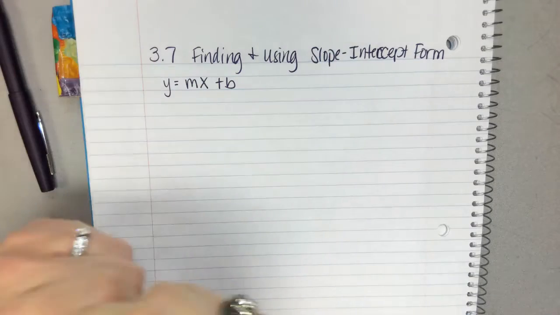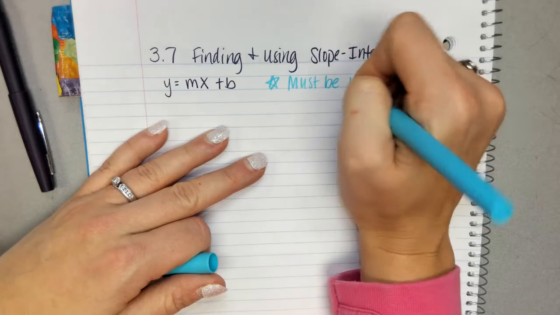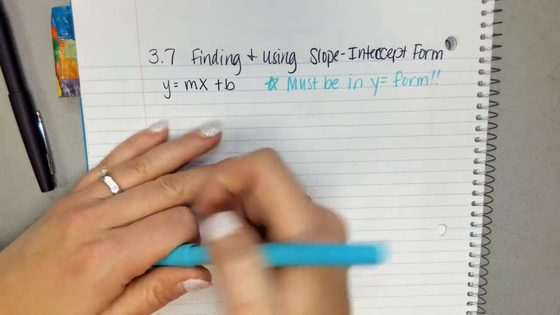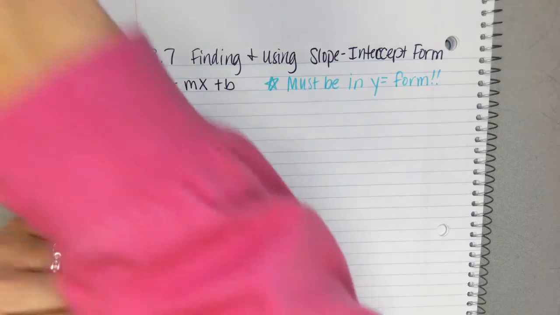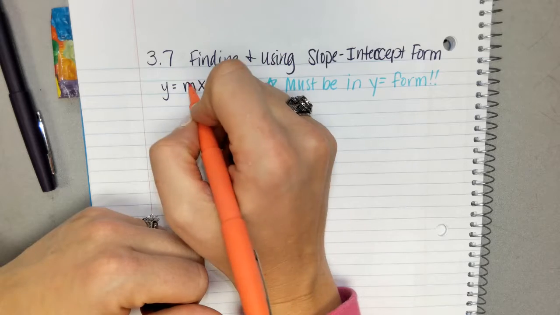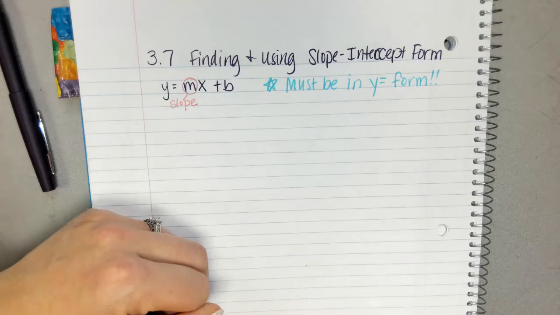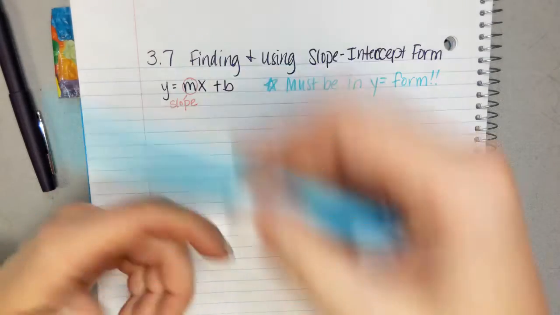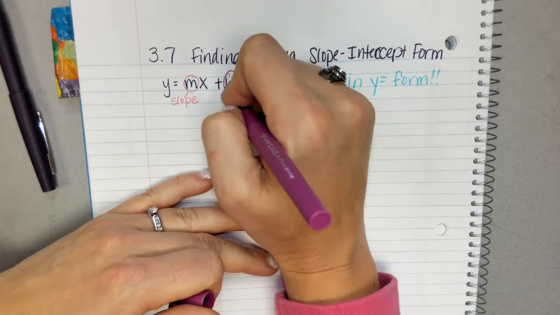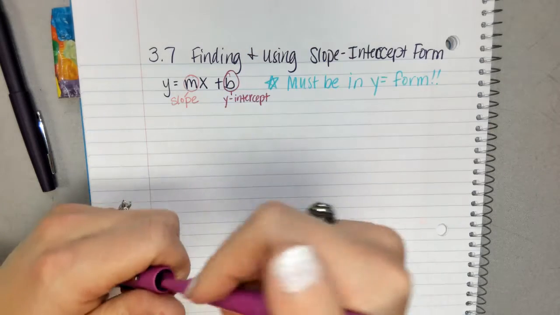So, I want you to make yourself a nice note over here. Must be in y equals form. Okay, has to be in y equals form. So let's take apart this slope-intercept form. What is your m? What is that called? Yes. It's the slope. And what is your b? What is your b? Anybody remember? That's your y-intercept. Okay?